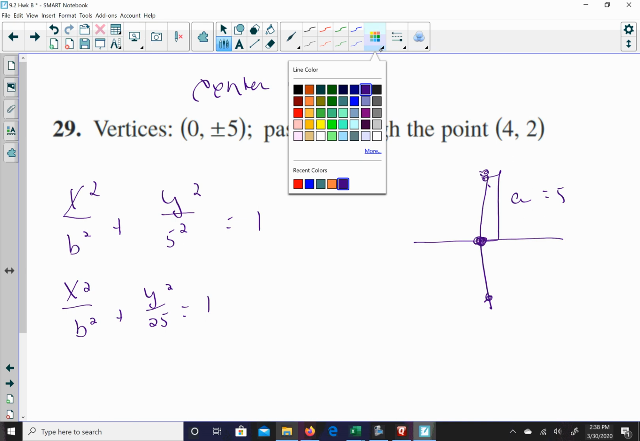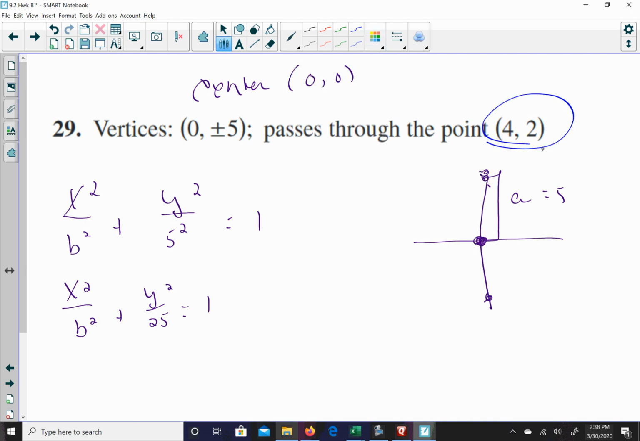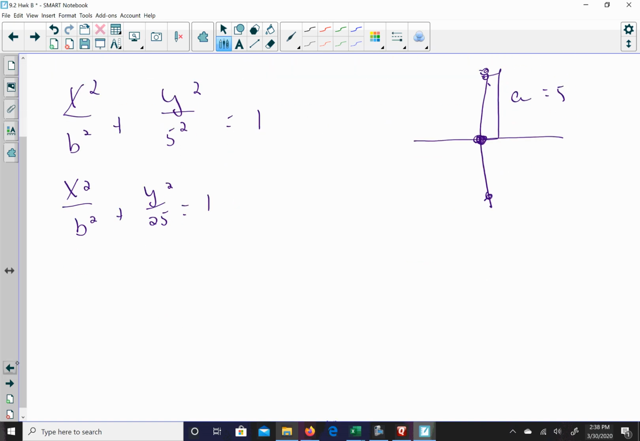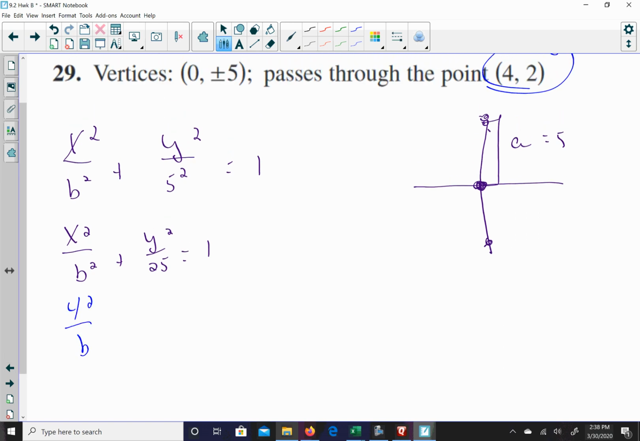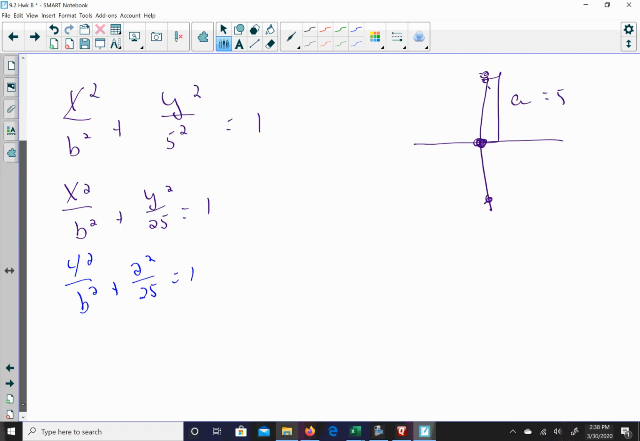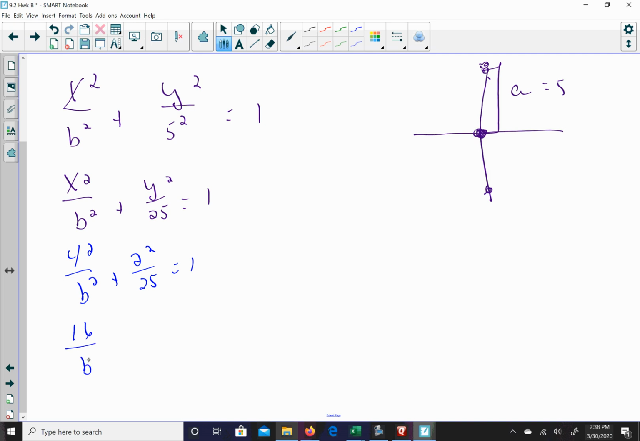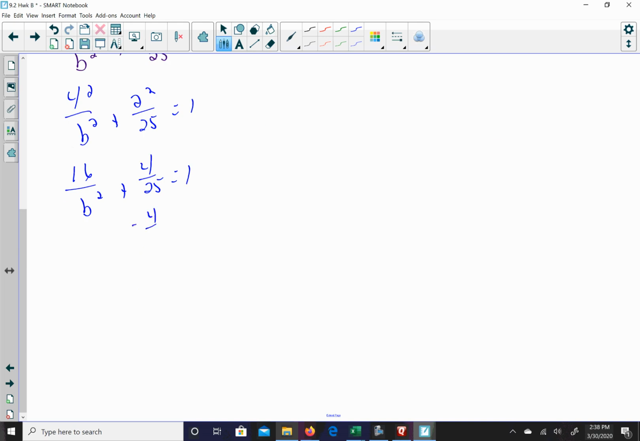So in order to help me finish writing this equation, I'm going to use this point that they give me, (4, 2). This is my x, this is my y. I'm going to substitute those into the equation. So this will be 4 squared over b squared plus 2 squared over 25 is equal to 1. So I'm going to have 16 over b squared plus 4 over 25 is equal to 1. I'm solving for b squared, so I'm going to subtract 4/25 from both sides. And when I do that, I get 16 over b squared is equal to 21 over 25.